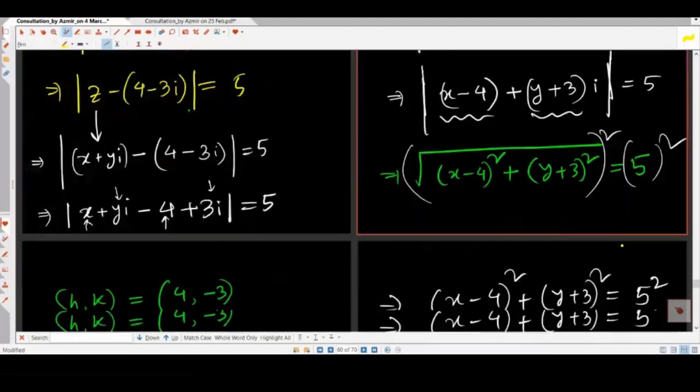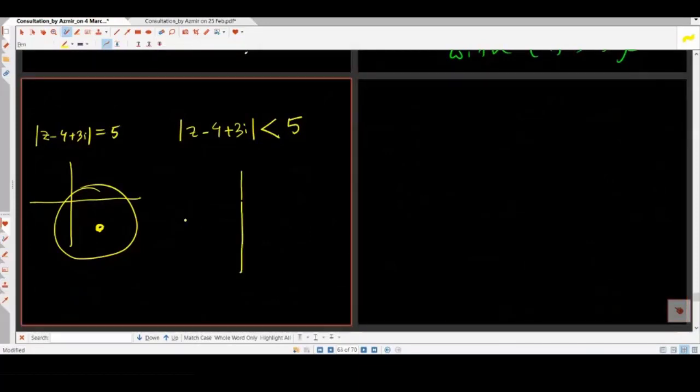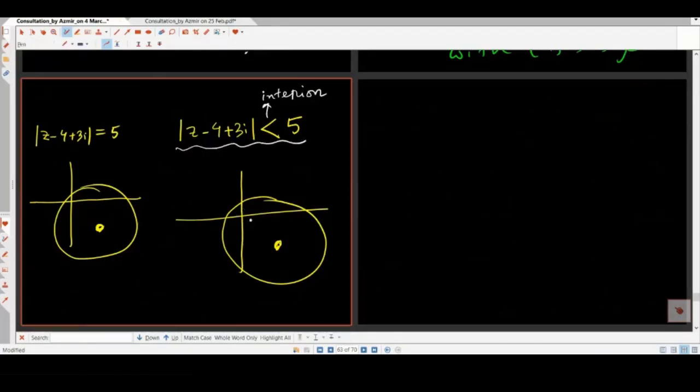But how can we draw the graph whenever we have this sort of inequality? We will get the same result, but since we have less than, it means the interior part. So it will give us this region, but not the boundary. If we have equal, then we have just the boundary. That means this is our result. We have to shade only the boundary or the circumference.